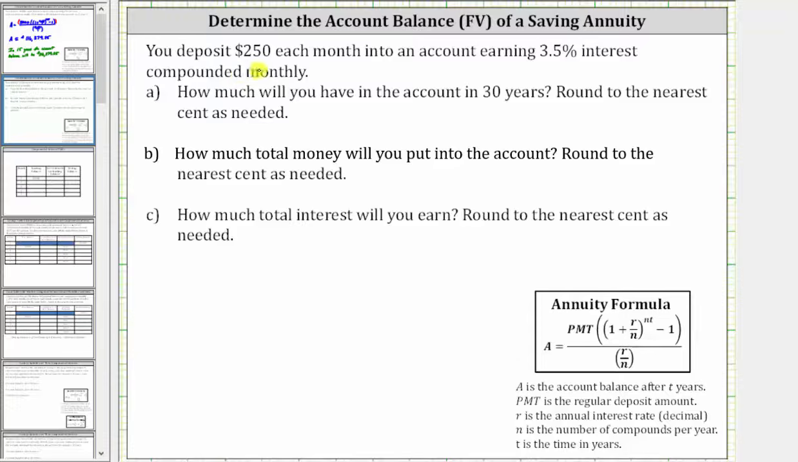You deposit $250 each month into an account earning 3.5% interest compounded monthly. Part A, how much will you have in the account in 30 years? Round to the nearest cent.